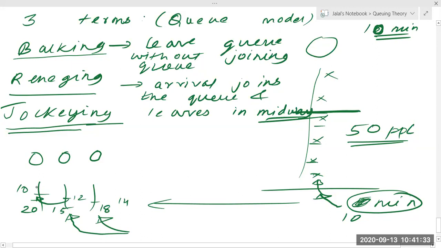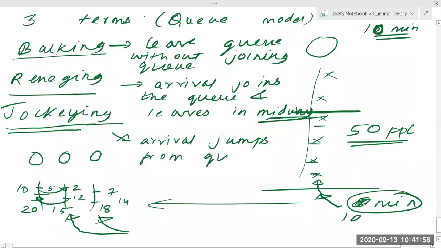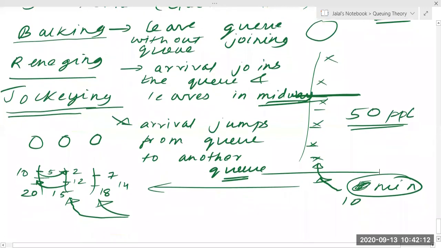Now after some time, suppose there are only 5 people here, only 2 people here, or only 7 people here, so automatically we will again switch back to the new line. This kind of thing, where the arrival jumps from one queue to another queue, is called jockeying. An arrival comes from one queue to another queue. This kind of queuing is called jockeying. Okay, simple. I hope I have explained all the theory that was required.